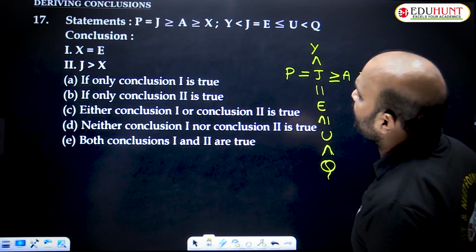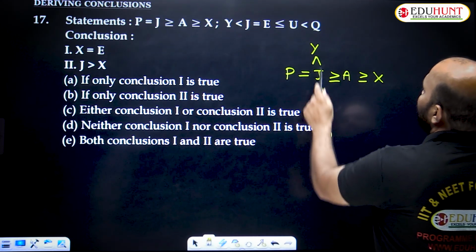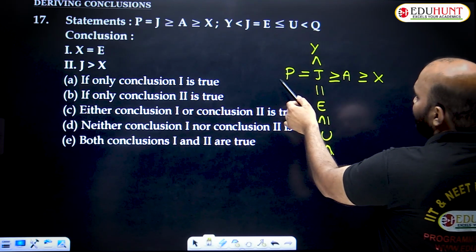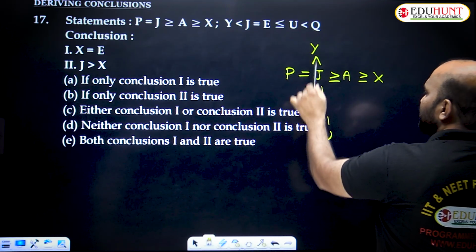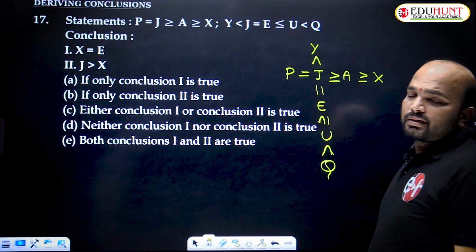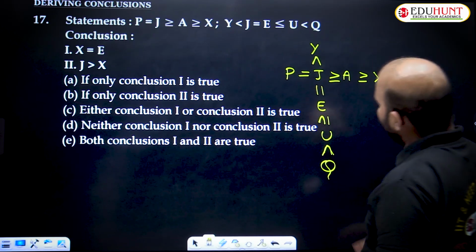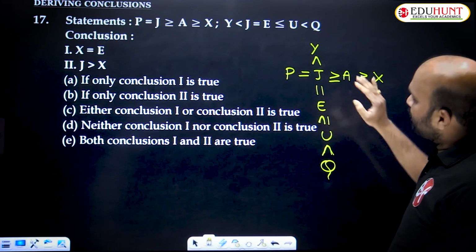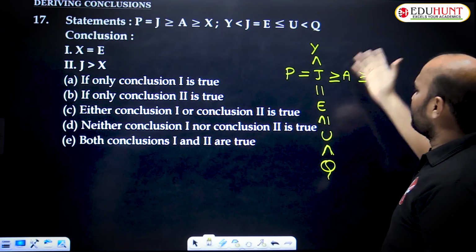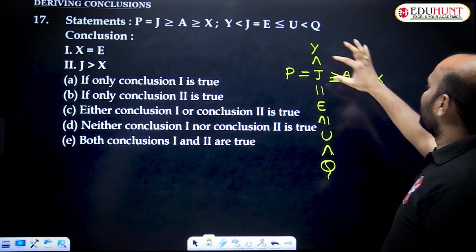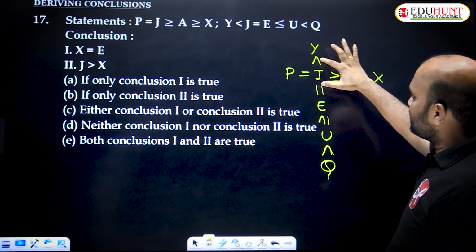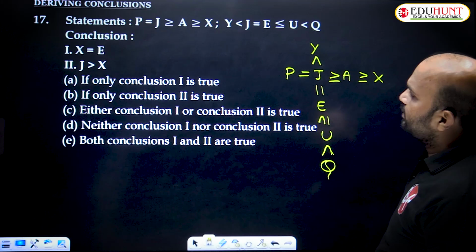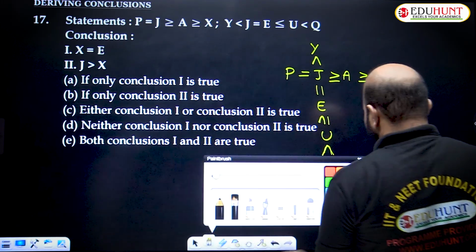For the first one, X to E is being asked. From Y to Q it is not possible to write on the left side, because P has already appeared. That's why I took the second statement from top to bottom. You can merge the two equations and we will get the same result. It can be written top to bottom or bottom to top, but you should maintain the correct comparison. Y is less than J. J equals E. E is less than or equal to U. U is less than Q. First one, X to E is being asked.